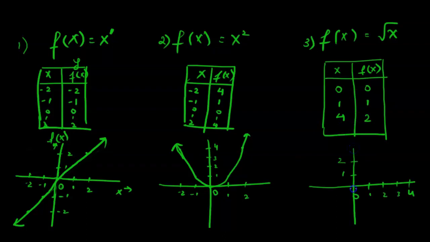So when x is 0, y is 0. When x is 1, y is 1. When x is 4, y is 2. Again, we have to connect the dots and make a graph. So this is how the graph is going to look for a square root function. These are all the parent function graphs. No a, k, d or c has yet been introduced into these functions.